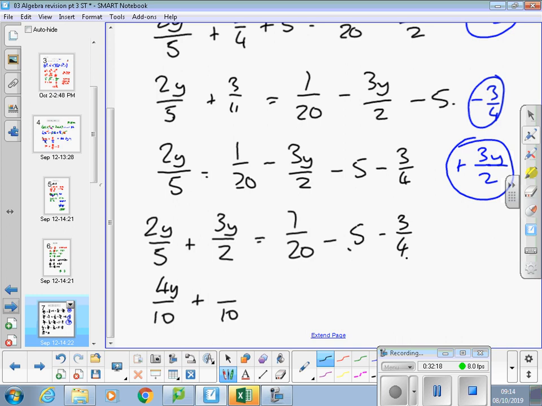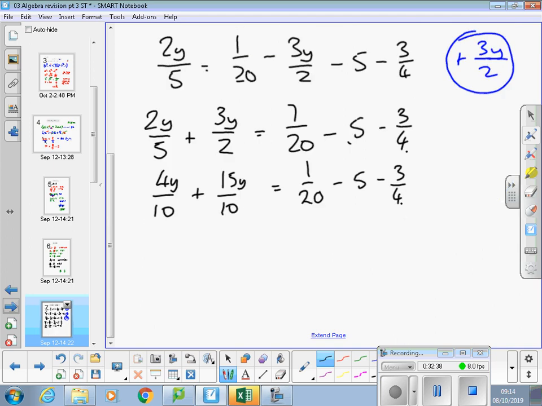What have I done? Because I had to multiply that 2 by 5, so I've got to multiply the 3 by 5. And all of that is equal to 1/20th minus 5 minus 3/4. Yeah, so we can now add these together. So 19y over 10 is equal to 1/20th minus 5 minus 3/4.